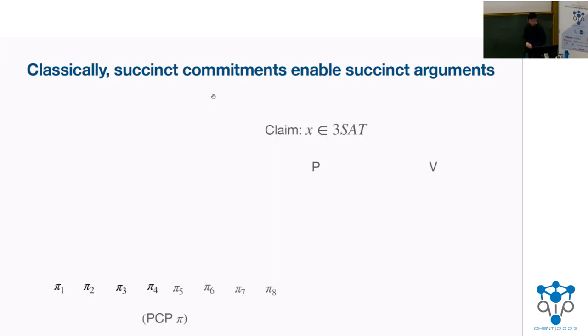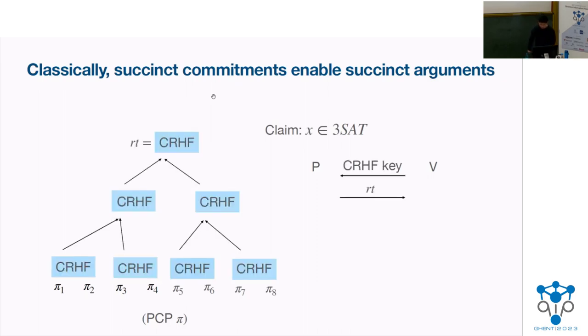So how does that protocol work? Say the prover has a claim that they have some instance x that is satisfiable, and they have a PCP pi that they want to convince the verifier of that fact. So what do they do? They take a succinct commitment, or a CRHF, and they hash their way up a tree until they get to the very top, which we're going to call the root. The prover then sends that root, and that root acts as a commitment to the PCP pi.